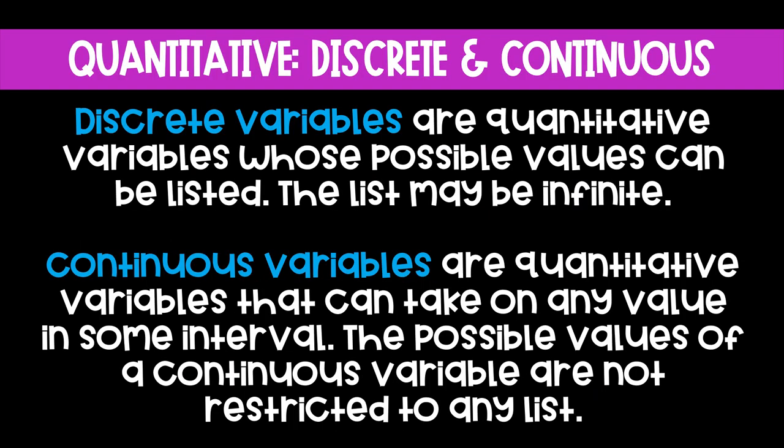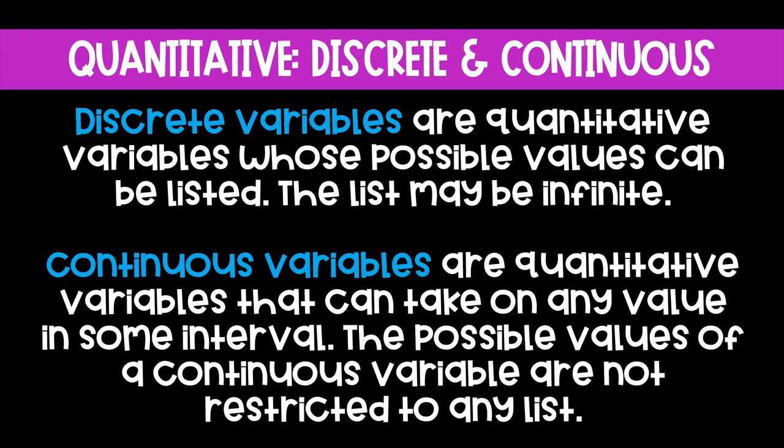Okay, now out of our quantitative variables, we can classify them as discrete or continuous. Discrete variables are quantitative variables whose possible values can be listed. The list may be infinite, but they can be listed. Continuous variables are quantitative variables that can take on any value in some interval. The possible values of a continuous variable are not restricted to a list.